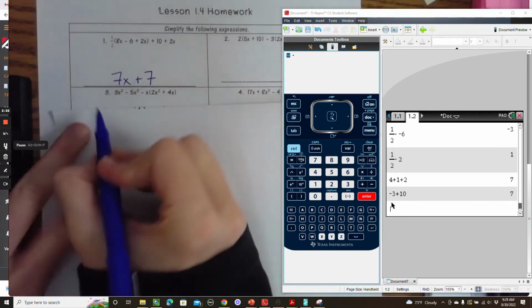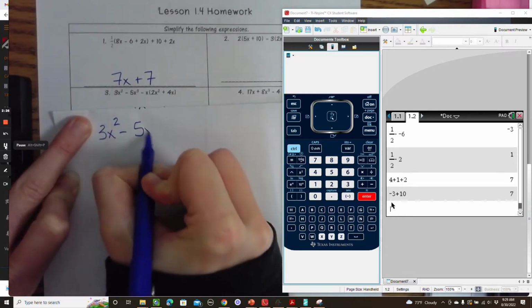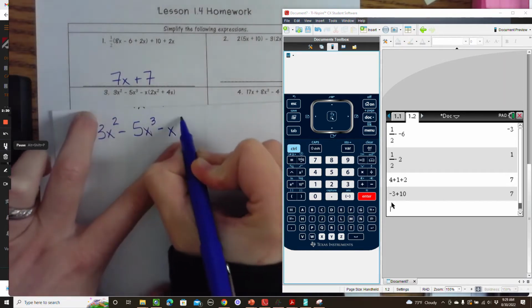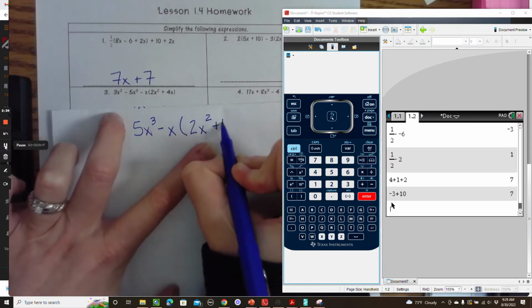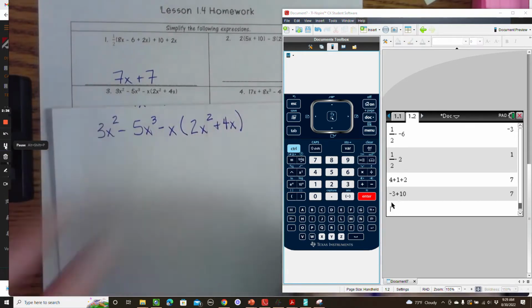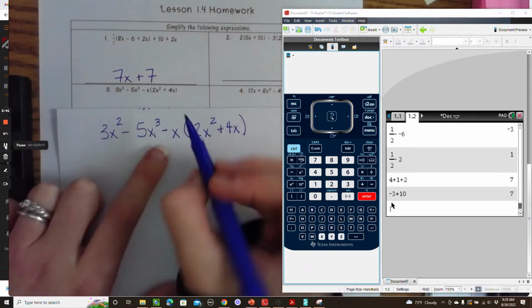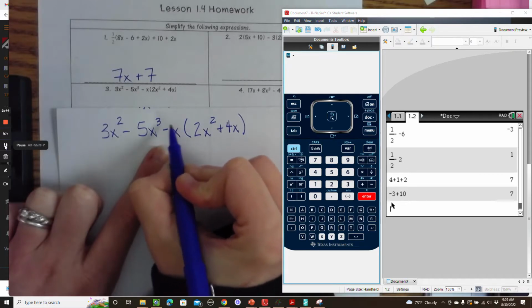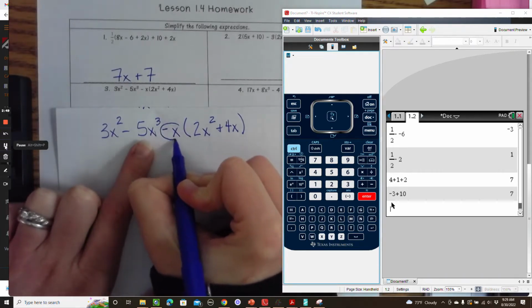All right, so our next problem. 3x squared minus 5x cubed minus x times 2x squared plus 4x. Okay, so distribute first. So in this case, I have a -x that's in front of this. So I'm going to distribute this whole piece.